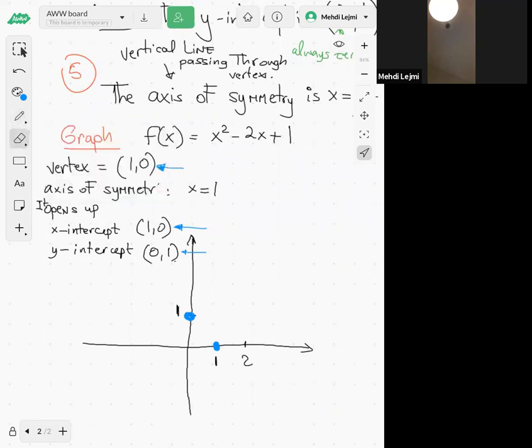Axis of symmetry, right, which is x equal to 1. So the axis of symmetry is supposed to pass through the vertex. So here's my axis of symmetry. So this is my vertex, and so here's my axis of symmetry. Right, and this is my vertex.